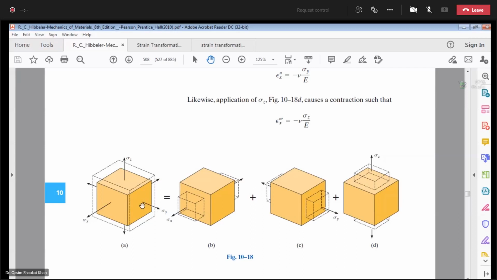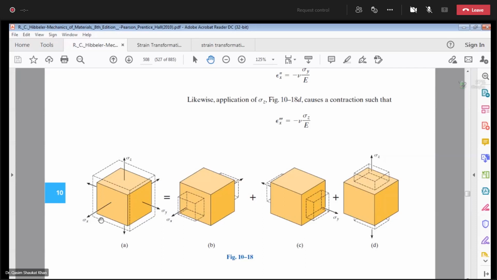Okay, then comes sigma y. Sigma y will produce a normal strain epsilon y in the y direction. Positive stress, positive strain. Now a component of epsilon y will be acting along the x and z directions due to the Poisson's effect, and that will be a negative sign. Those lateral strains will be producing contraction about the x and z directions. Then you have sigma z. It will produce normal strain epsilon z, and due to the Poisson's effect, it will have a lateral strain in the x and y directions.